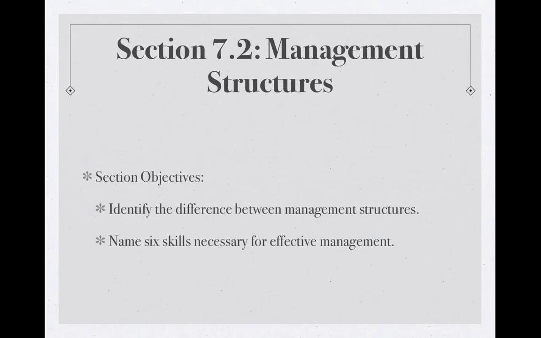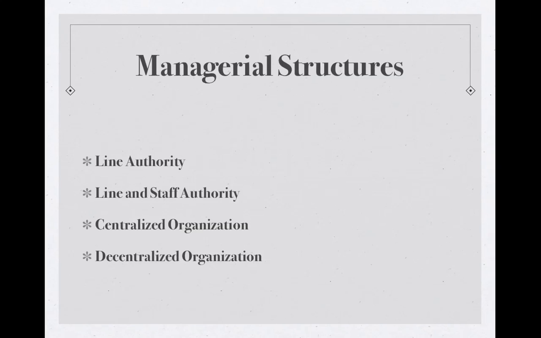7.2 is management structures. Our objectives for this section are to identify the differences between the management structures and name 6 skills that are necessary for effective management. So the 4 managerial structures we have are line authority, line and staff authority, centralized organization, and decentralized organization. This is just a few examples, but there are, of course, other ones that exist.